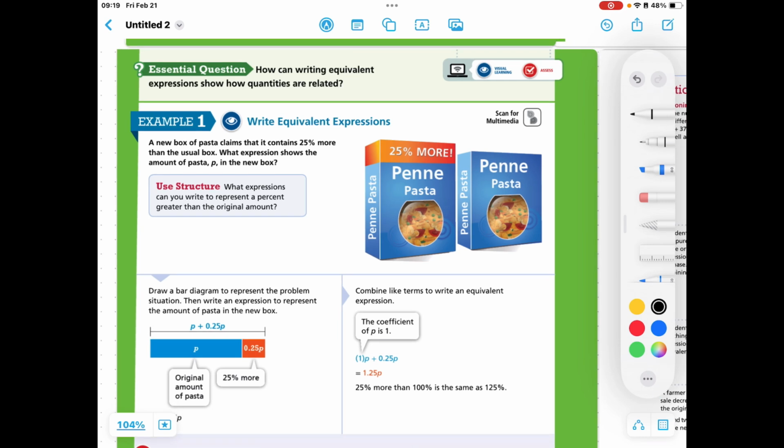So that's really all what today is going to be. We're going to be writing these different equivalent expressions in order to show that, hey, there's more than one way to write out different scenarios. So looking at example number 1, it says a new box of pasta claims that it contains 25% more than the usual box. What expression shows the amount of pasta in the new box?